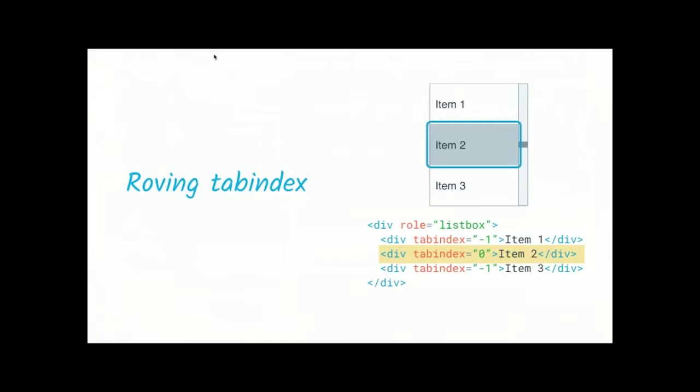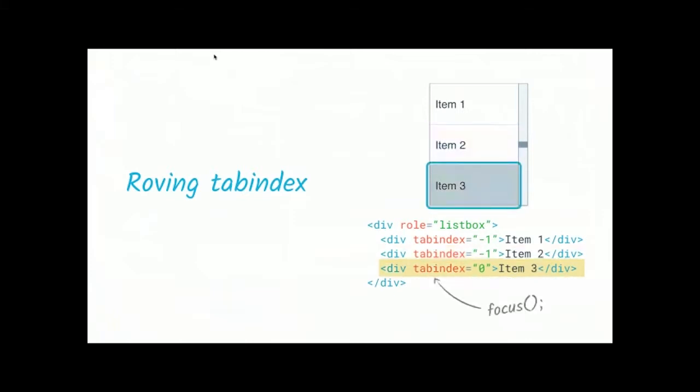So when the user hits the down arrow key, we're just going to take the next child, set it to tab index 0, we'll call its focus method, and then we'll make sure all the previous children are tab index -1. So now you can see we've directed focus down to that third item. And this means that if someone tabs out of the control and then they hit shift tab to come back, focus is going to land back on this third item, right?